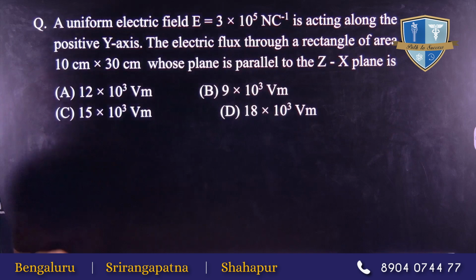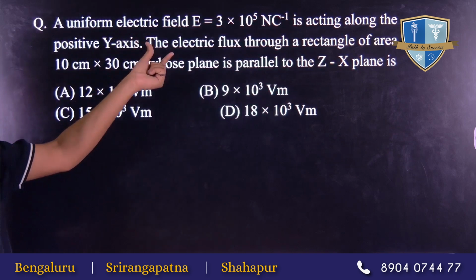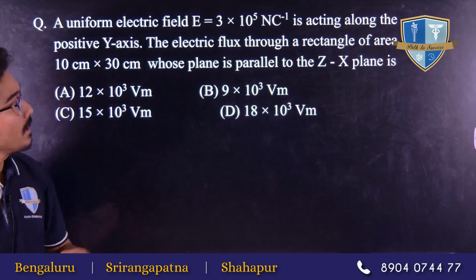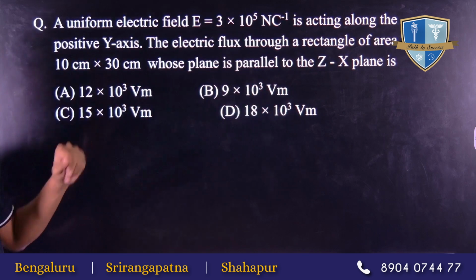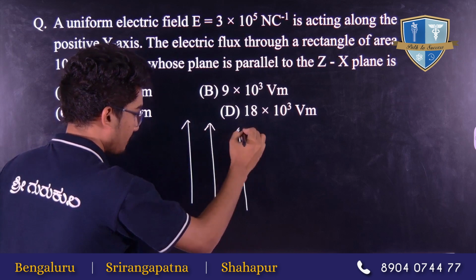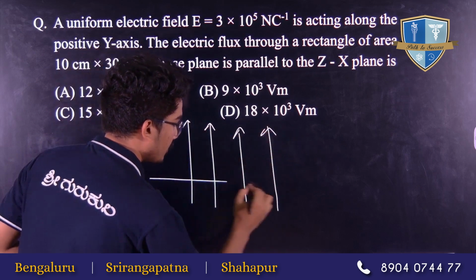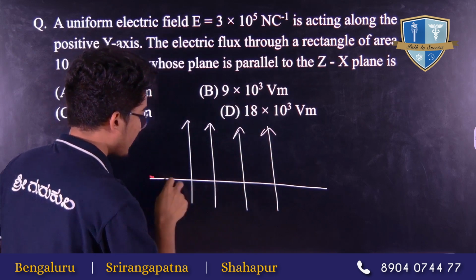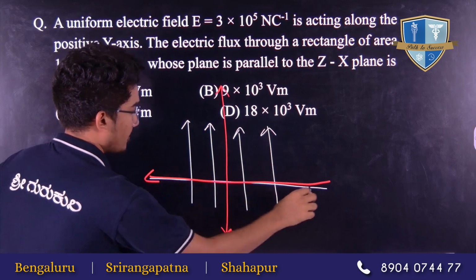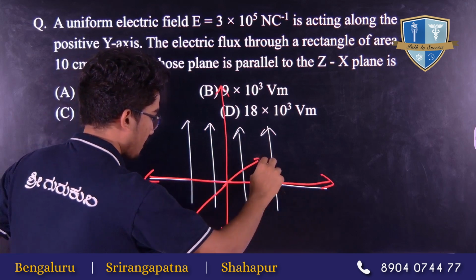Next, a uniform electric field E equal to 3 into 10 to the power 5 newton coulomb inverse is acting along the positive y-axis. So the electric field is along the positive y-axis like this. Okay, let's suppose this is our x-axis and this is our y-axis, and this is our z-axis.